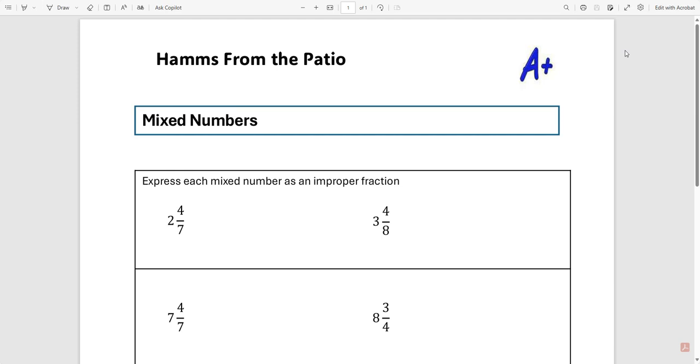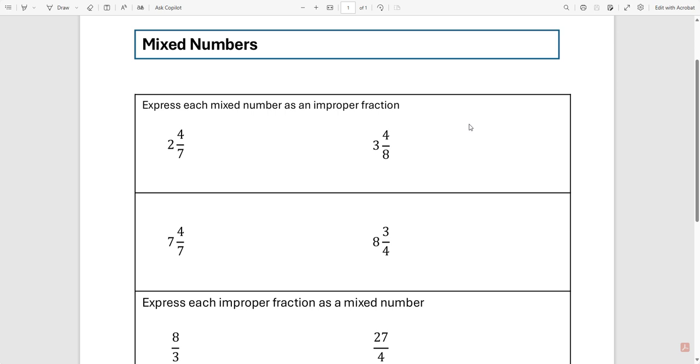All right, this is Hams from the patio, and we are working on mixed numbers today, some operations with mixed numbers. So don't worry about it. I'll show you how to do it. And we're going to start off with expressing each mixed number as an improper fraction.